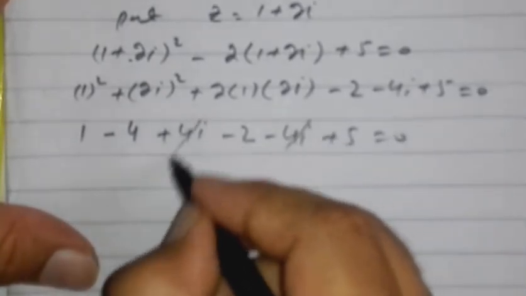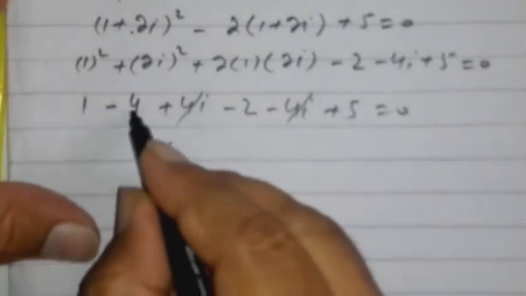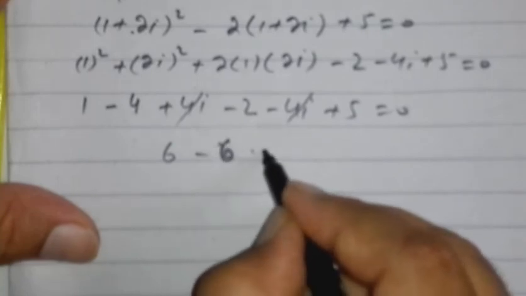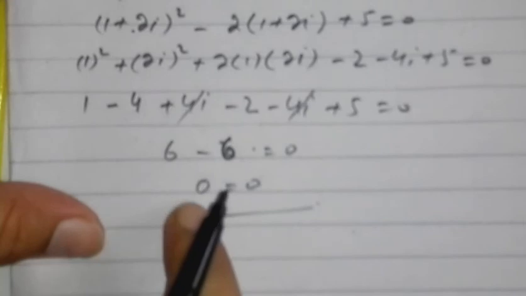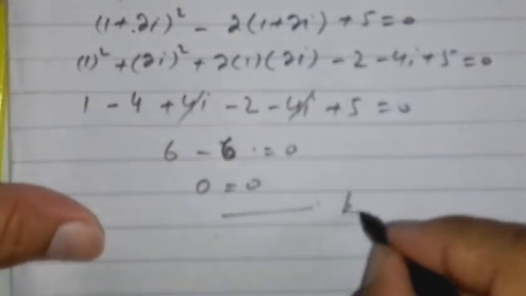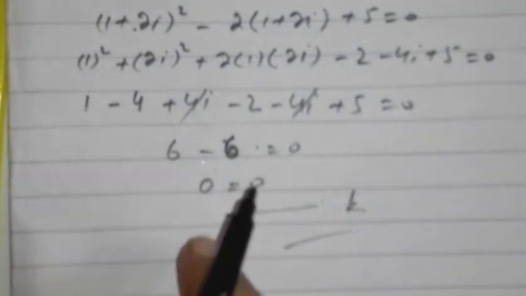Now this 4 iota cancels with this 4 iota. Look, 1 plus 5 we get 6, and minus 4 minus 2 we get minus 6. So 6 minus 6 equals to 0, 0 equals to 0. Left and right sides are equal. So 1 plus 2 iota is the root or the solution of the given equation.